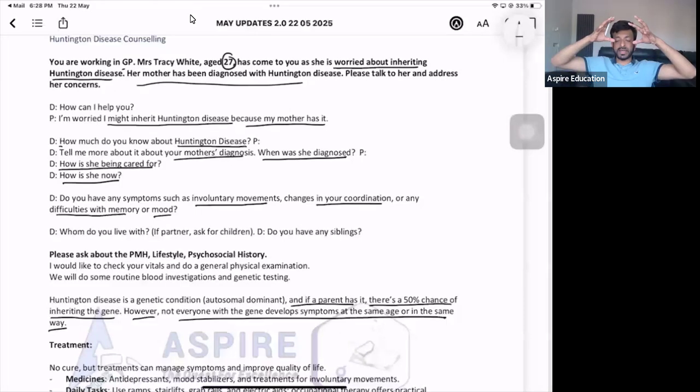See, if a parent has got it, there is a 50% chance. That's clear. But maybe the mother developed this problem when she was 40. The patient might get it at the age of 30. It is quite possible, right? And the symptoms which the mother had, maybe the daughter is not having those symptoms. They might present with some other symptoms as well. This is quite okay. This is quite normal.